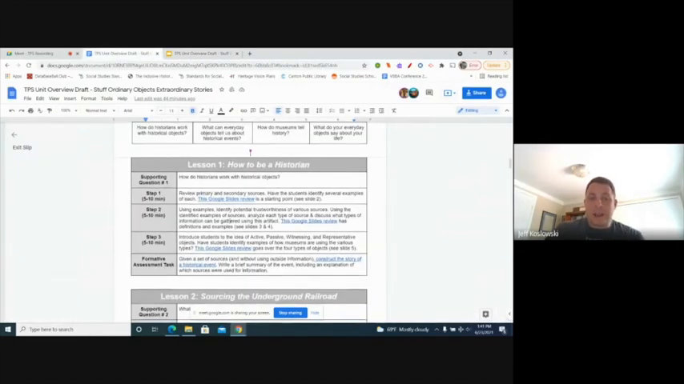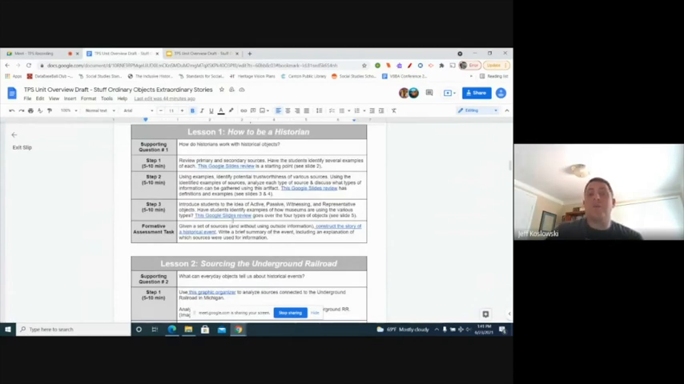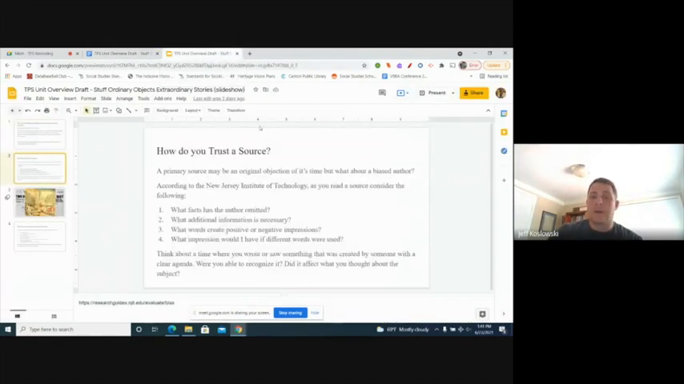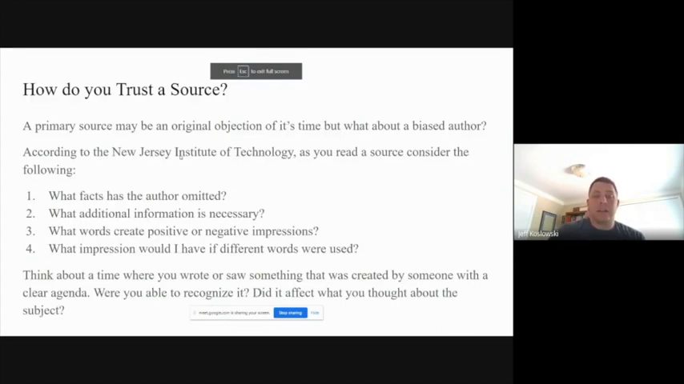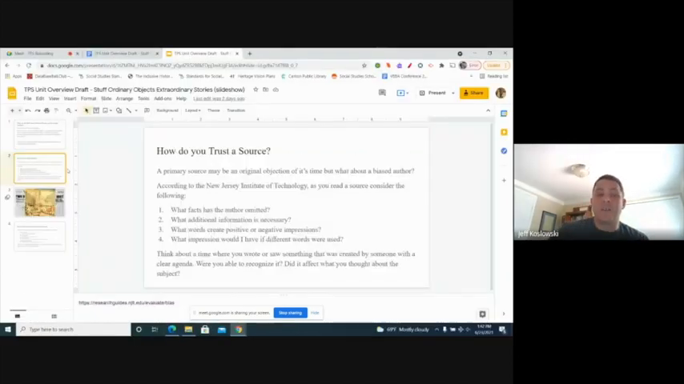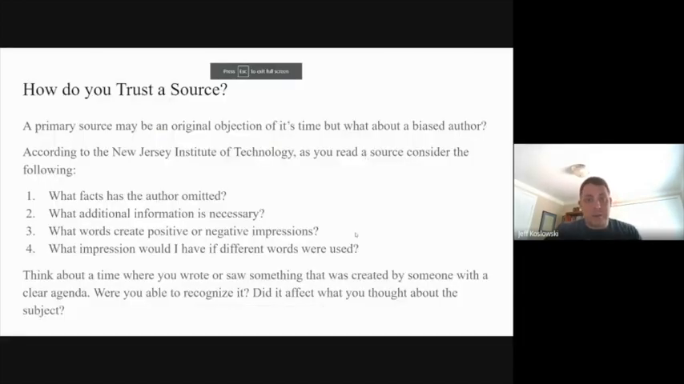Then we investigate the idea of trustworthiness. Can you trust particular sources to be telling the right thing? Going back to those slides, we can now look at things cited from the New Jersey Institute of Technology about what facts have been omitted, what additional information is necessary, what words create positive or negative impressions, and what impression would I have if different words were used. This is having students be able to identify what is a primary source, what is a secondary source, and is the creator of that source trying to get at something special or something maybe infamous.